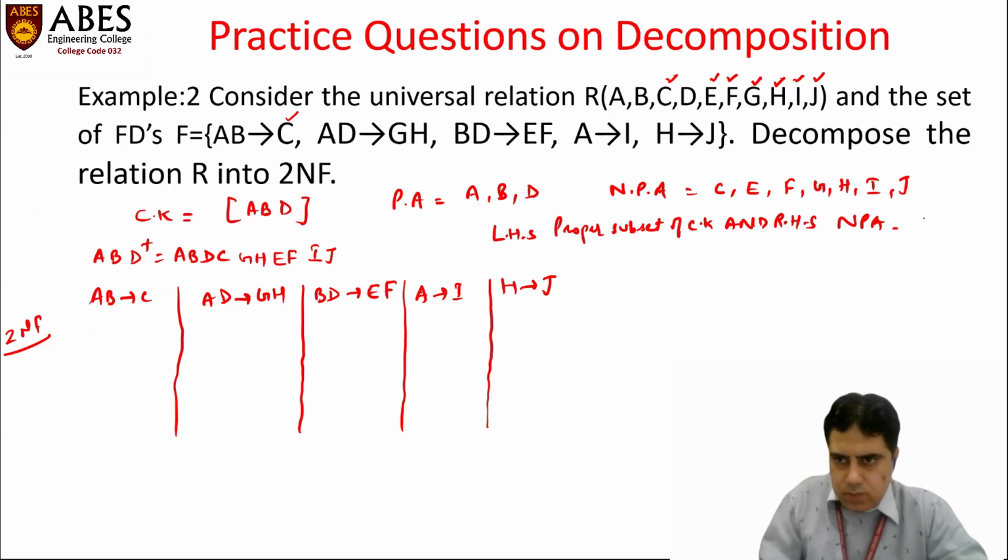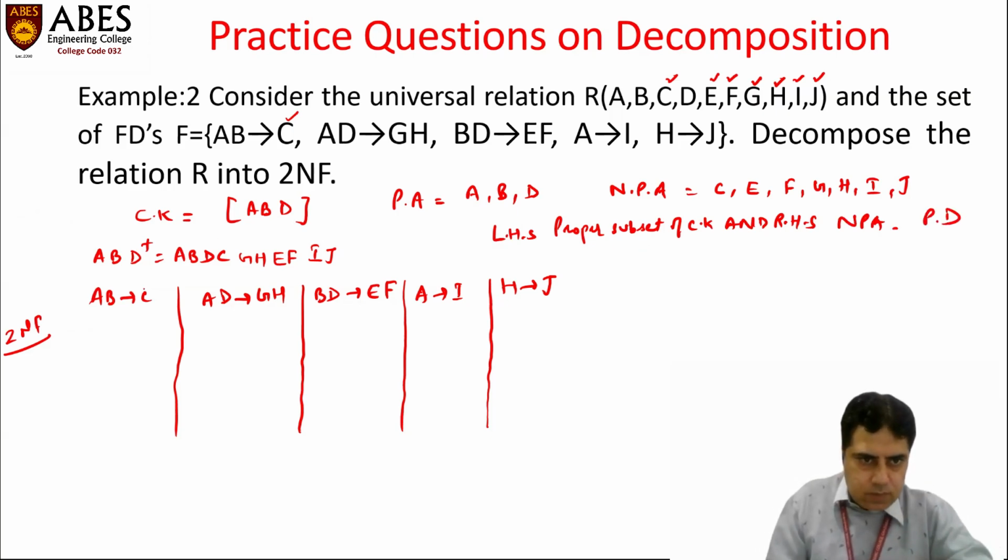This is the condition for partial dependency. Now check for this. AB is the proper subset, true, and C is a non-prime attribute, true. So this is true. Here partial dependency exists. So this is not in 2NF.